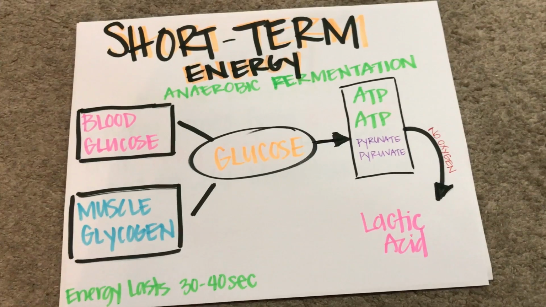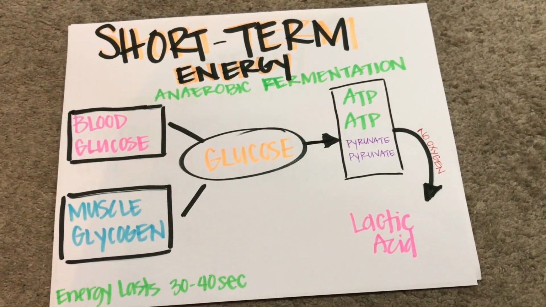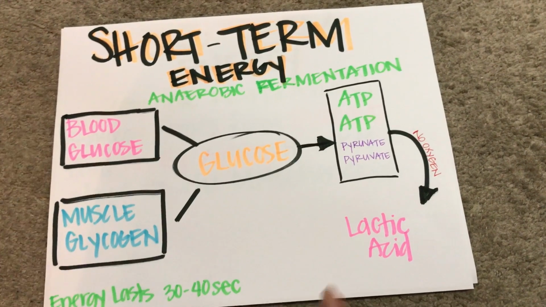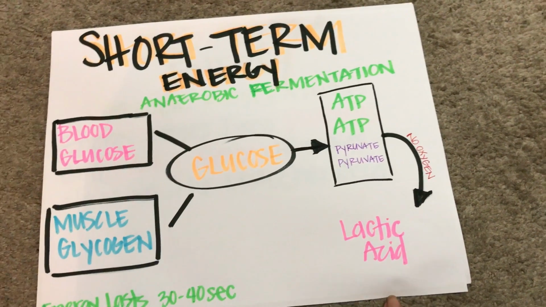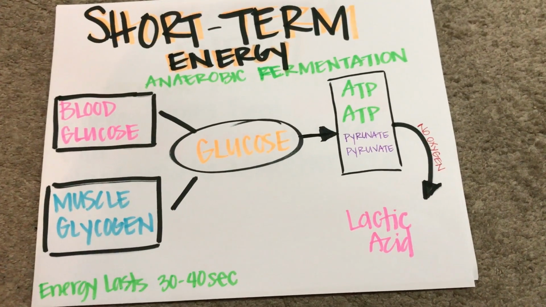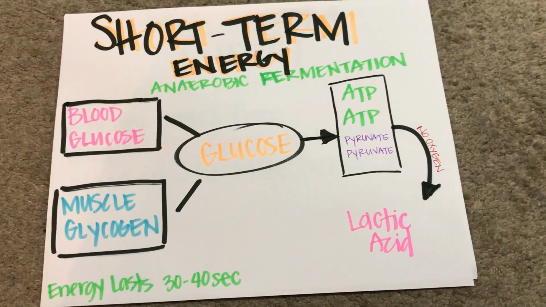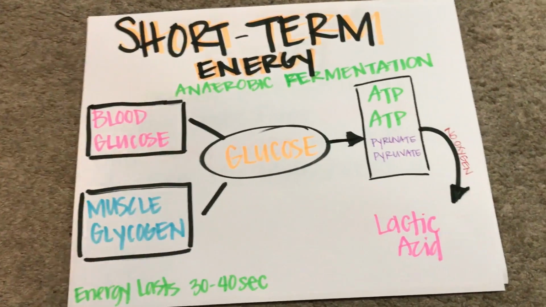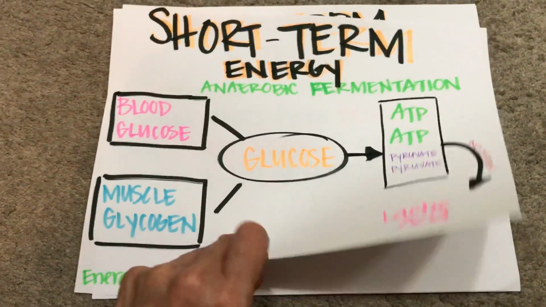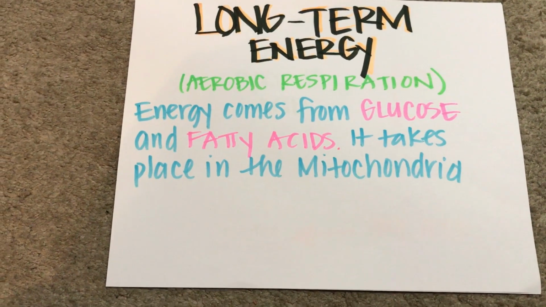Then it produces 2 ATPs and 2 pyruvates. If there is no oxygen, then the pyruvates turn into lactic acid that goes back into the blood. Energy usually lasts about 30 to 40 seconds. The next energy level is long-term energy.